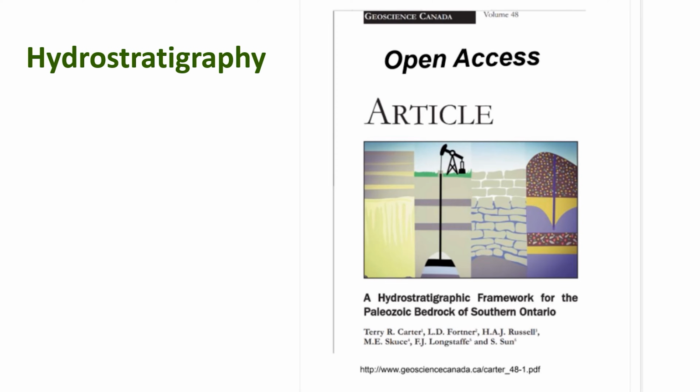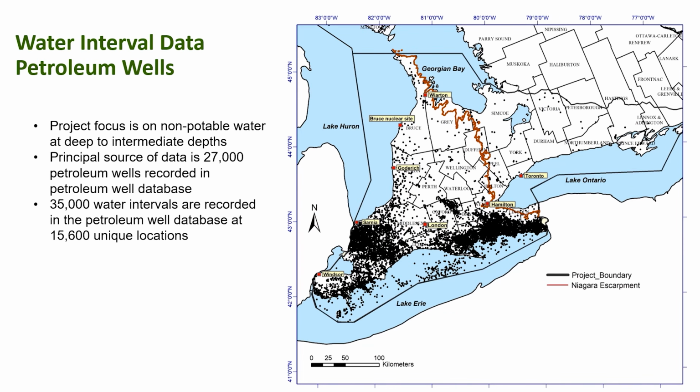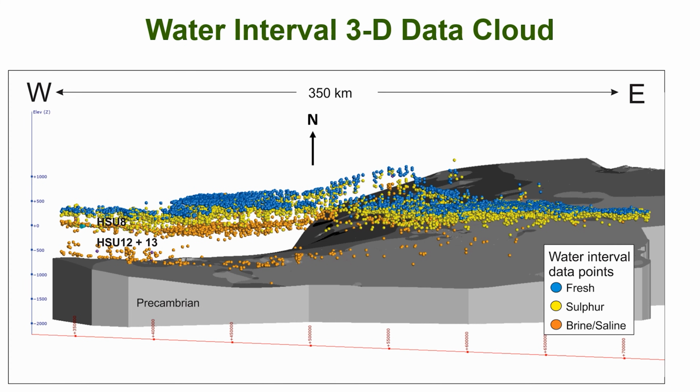The hydrostratigraphic framework represented by the model is defined and described in detail in Volume 48 of Geoscience Canada, published in early 2021. There are records for 27,000 petroleum wells in southern Ontario, of which 15,600 wells have 35,000 water interval records recorded in the Ontario Petroleum Data System. This slide is a 3D data cloud of petroleum well water intervals coded by water type. You can clearly see the hydrochemical depth zonation. The gaps are regional aquitards.